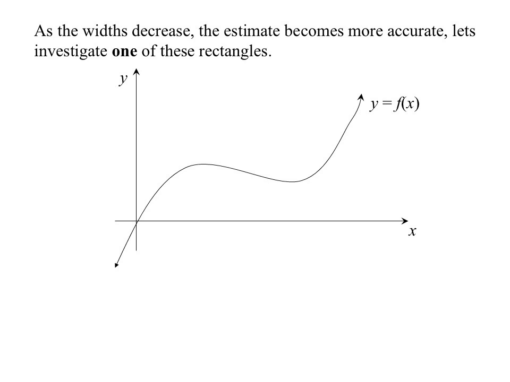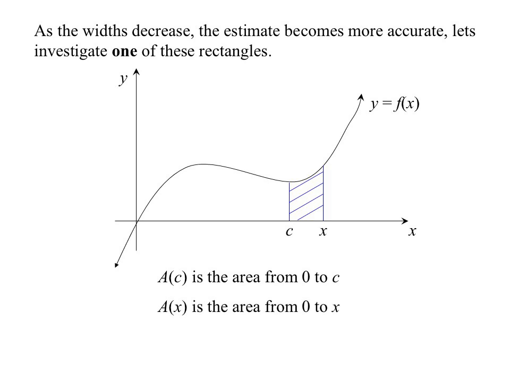Alright, let's have a look at some random function here, y equals f(x). But what we're saying is, as those widths decrease, then we know our estimate's going to become more and more accurate. I'm going to create a new function, call it the area function. And I'm going to define it as the area from 0 up to whatever the x value happens to be. So A(c) would be the area going from 0 to c. A(x) would be the one going from 0 to x.